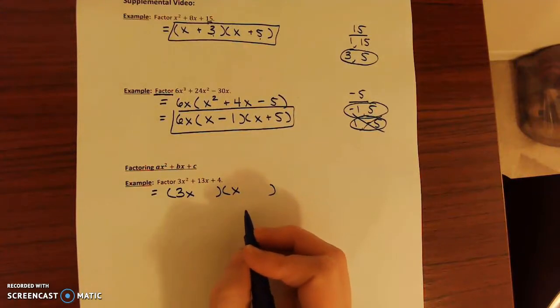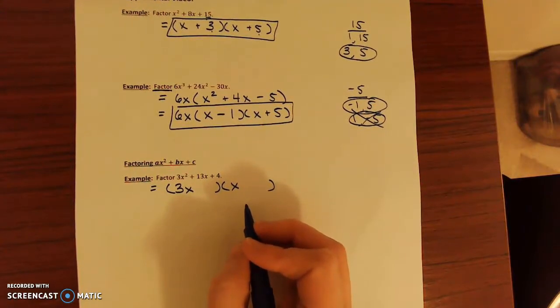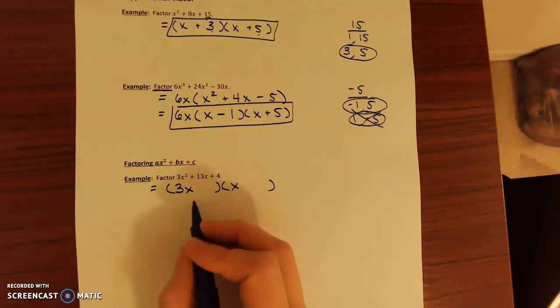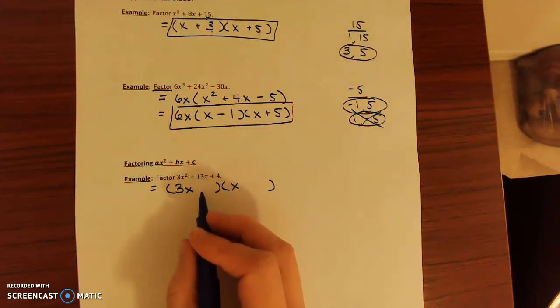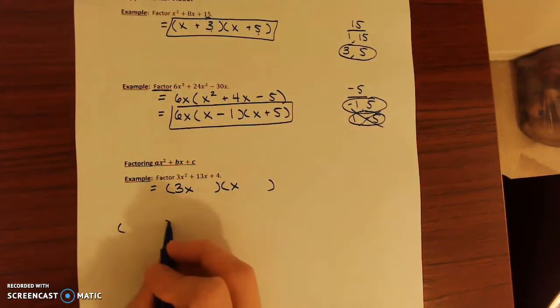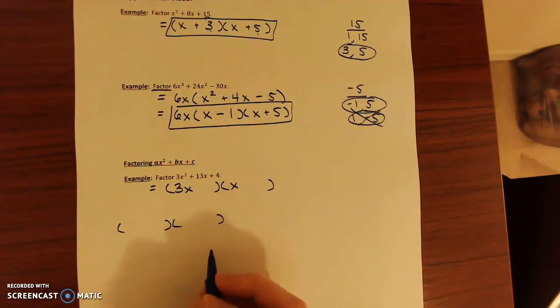Now from here, I need to use what I know about FOIL to make a good guess, and then use what I know about FOIL to check to see if it works. So we're essentially guessing and checking. I'm going to make some guesses down here.